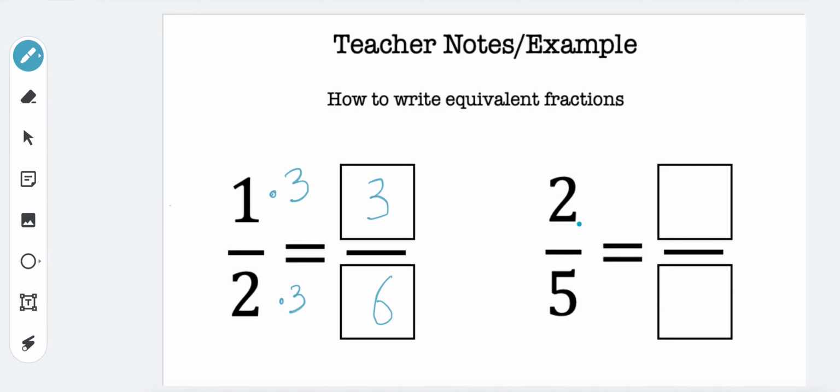Here we have 2/5. So again, let's multiply both the 2 and the 5 by the same number. And let's go with, how about 2? 2 times 2, and times 2 down here. And 2 times 2 is 4, and 5 times 2 is 10. So 4/10 equals 2/5, and 3/6 equals 1/2.